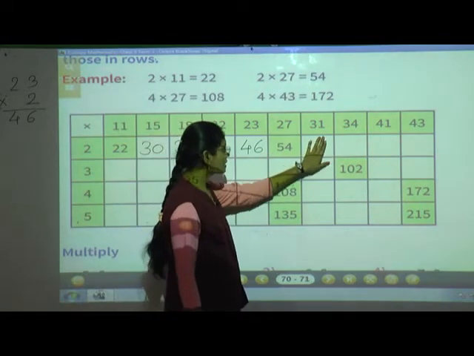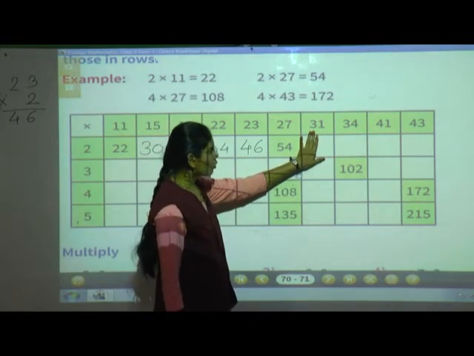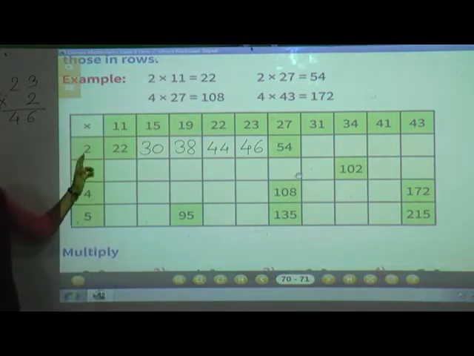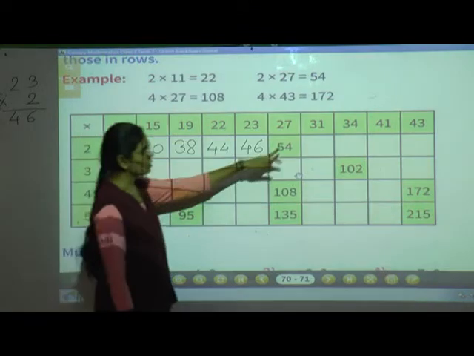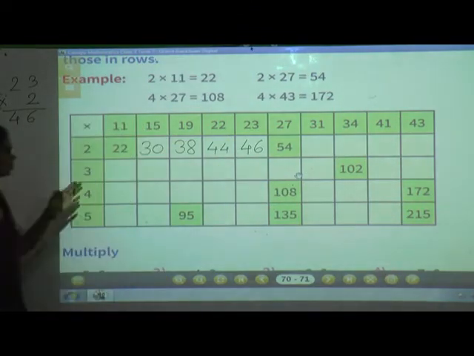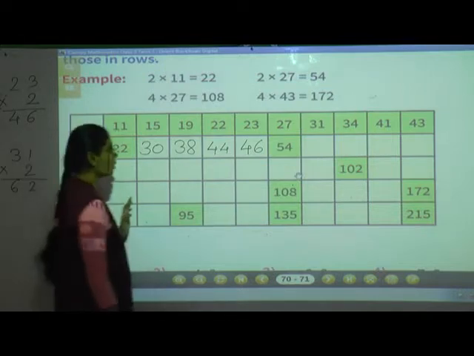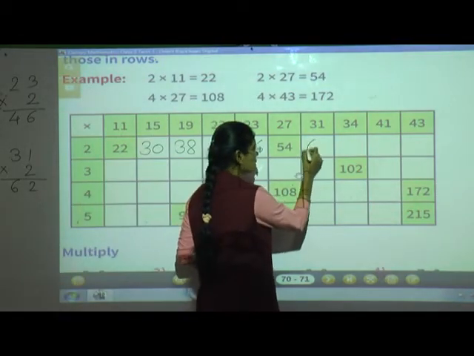Now we will move to the next number. Here in the row 31 is there and here in the column the first number is 2. So do the multiplication, 31 into 2. Then we will write the answer. Again 2 1s are 2 and 2 3s are 6. So 31 into 2 is equal to what? 62. So write here 62.